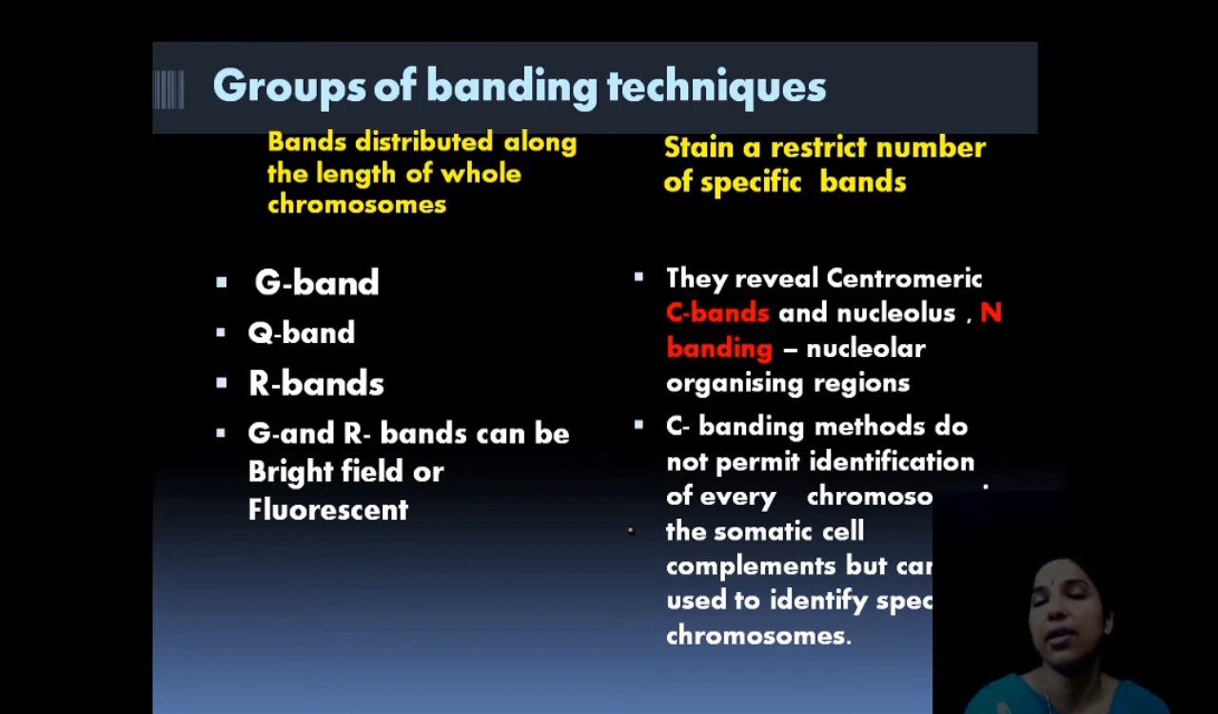Nucleolar organizer region banding means the stain or bands are observed only in that region. So, that is for specific regions, while the first one is for the whole chromosome. Those are the two major techniques. Most commonly used techniques are G banding, Q banding, R banding, and also C banding. Then T banding is also available, which is specific to the telomere regions of the chromosome.